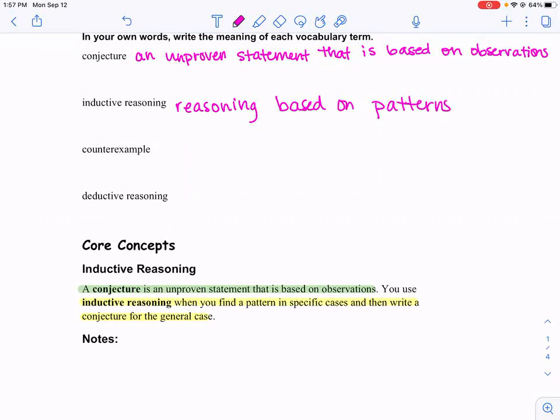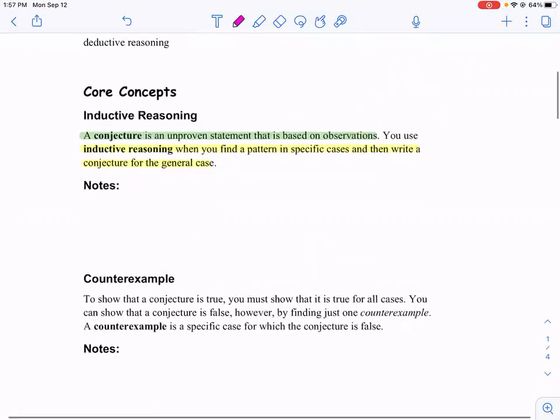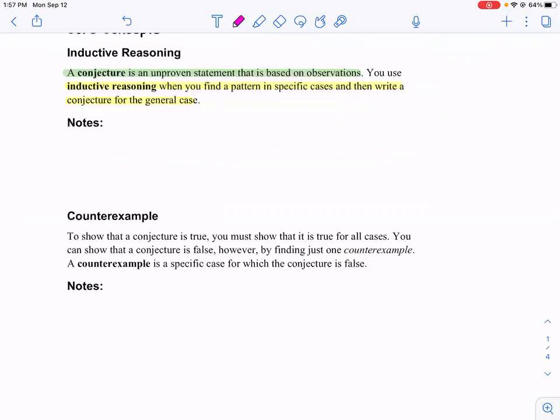We're having some trouble with biconditional statements. So what do I mean by we're going to find a pattern in specific cases and then write a conjecture? Let's say I have this pattern of numbers.